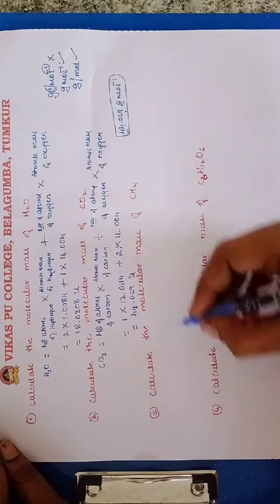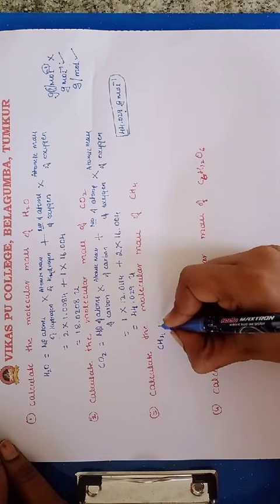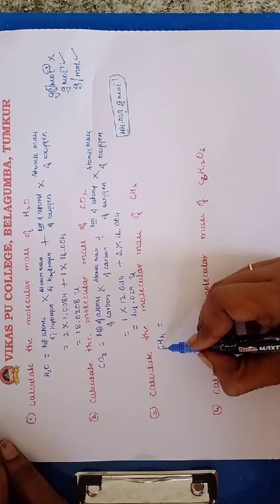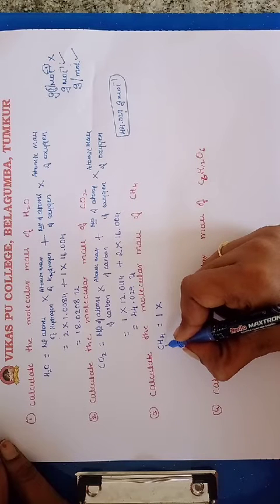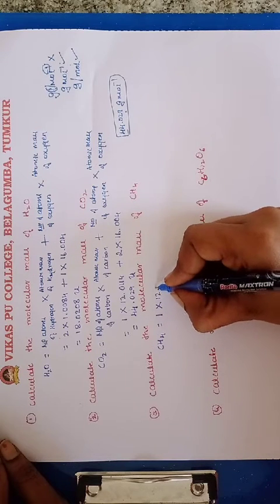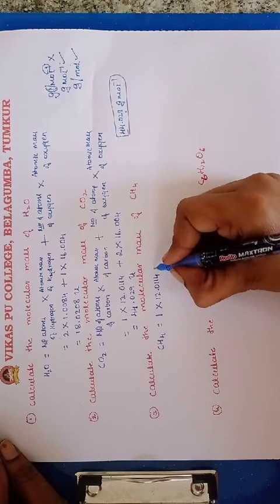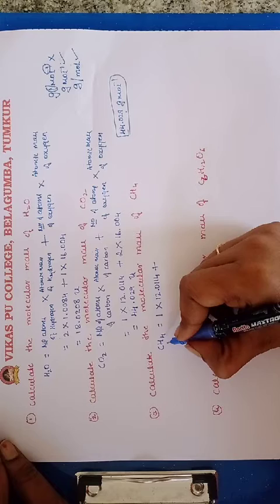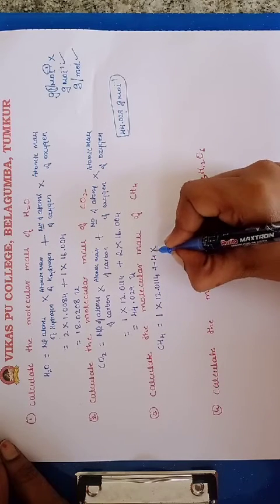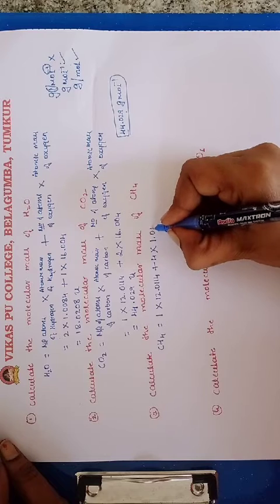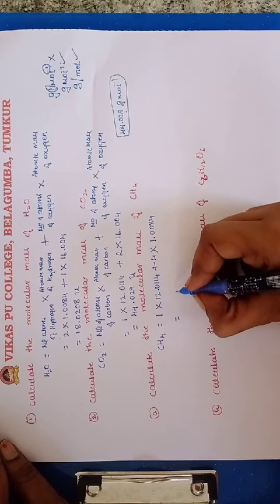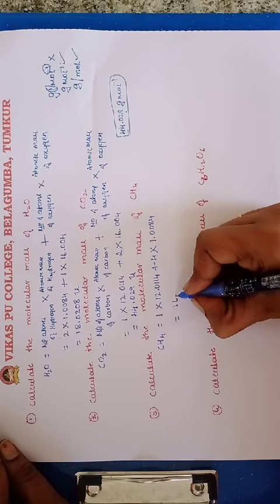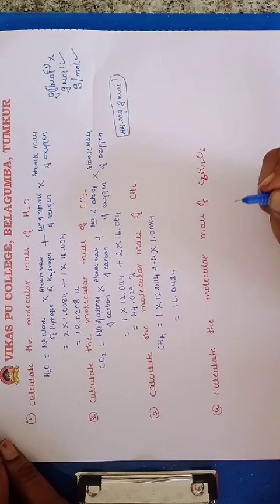That is for the CH4. CH4 is equal to the number of atoms of carbon, which is 1, into the atomic mass of carbon, that is 12.0114, plus the number of hydrogen atoms, which is 4, into the hydrogen atomic mass, that is 1.0084. On calculating this, we are going to get the value 16.0434. Like this only we will calculate some other problems.